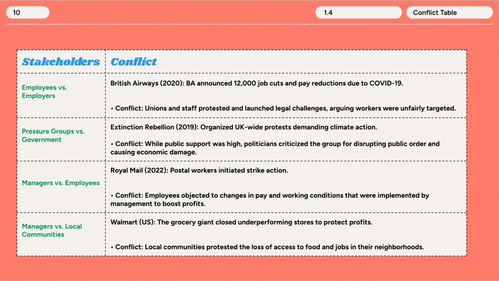So here's a table that you can make use of when learning about the conflict. For example, here we have the different stakeholder groups, employees and employers. For example, British Airways announced 12,000 job cuts and pay reductions due to the COVID-19 pandemic. The conflict was that unions and staff protested and launched legal challenges, arguing workers were unfairly targeted. So this is an example of a conflict between the employees and their employers, or managers. Here are some other examples, and maybe you can note them down.